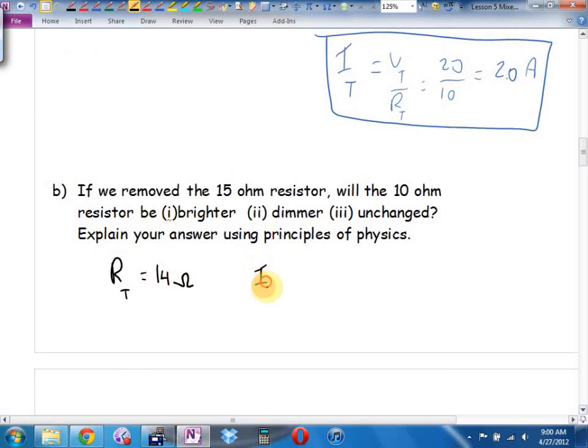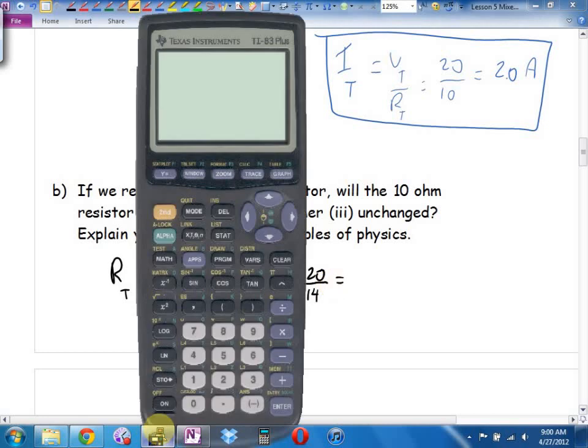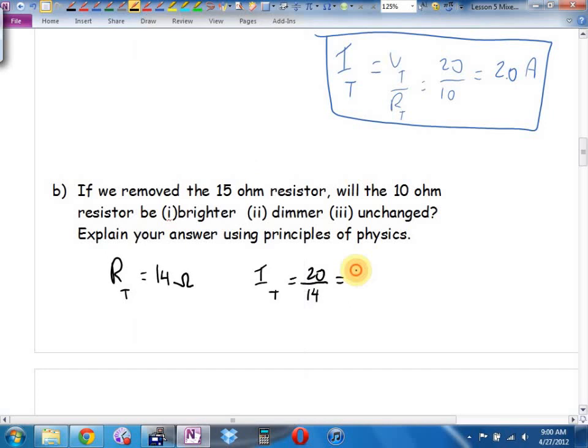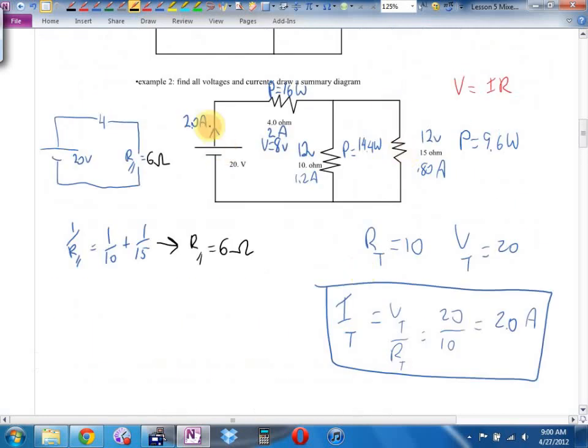What would the total current be now? Well, now it would be 20 volts divided by 14 ohms, which is what? 1.43? Okay. That's the total current. So with this removed, how many amps will be leaving right here? 1.43. How many amps will be going through right here? 1.43. How many amps will be going through right here if that ski hill was shut down?